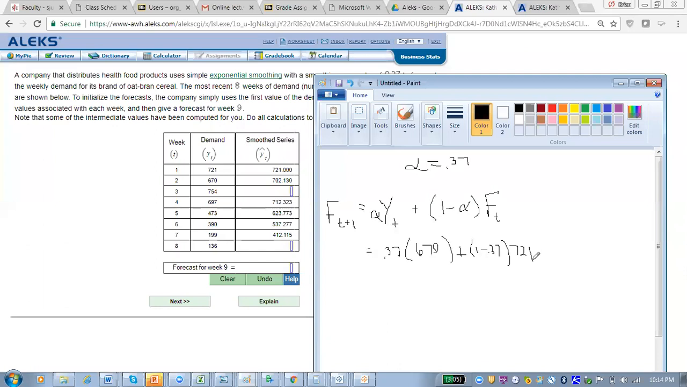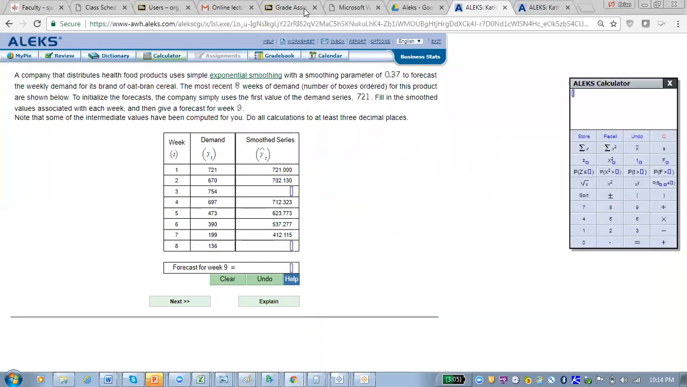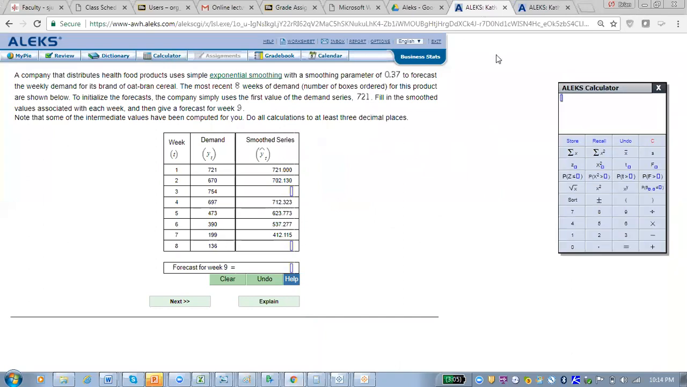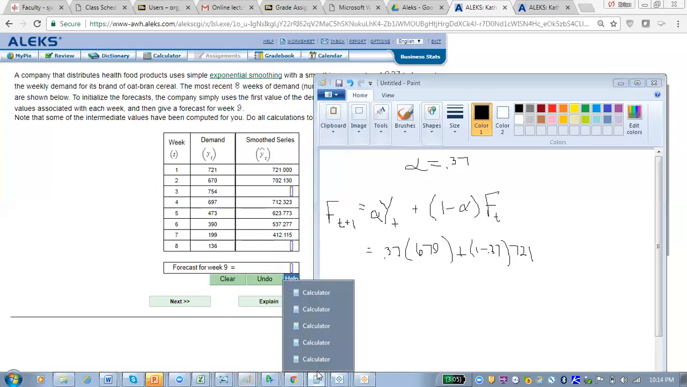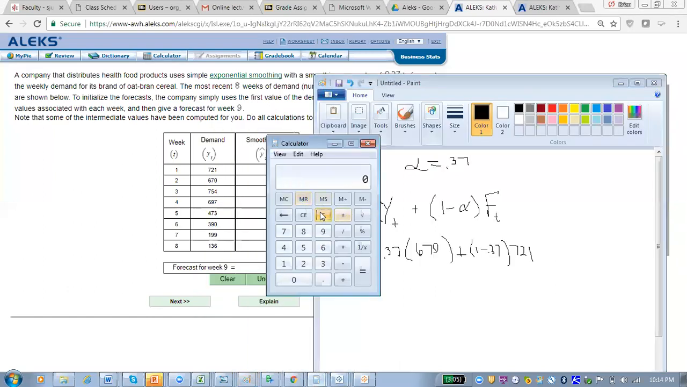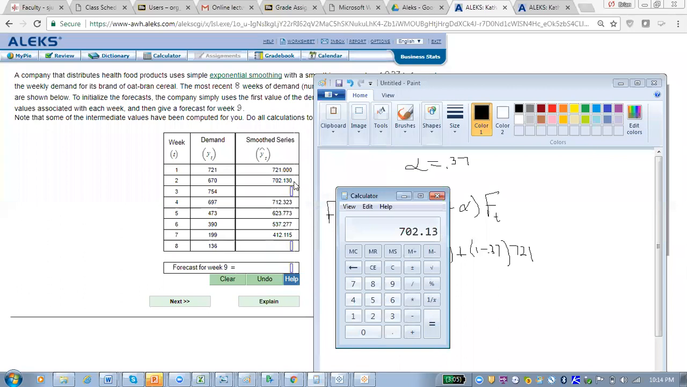So let's try that in the calculator. I will not use the Alex calculator because it's not being nice to me today. So I'm taking 0.37 times 670 as one side, plus 1 minus 0.37, which is 0.63, times what was forecasted. And I'll get 702.13. So that's where my 702.13 is coming from.